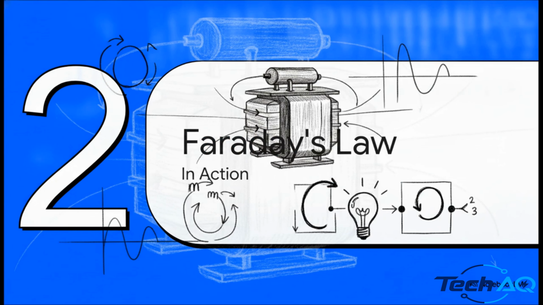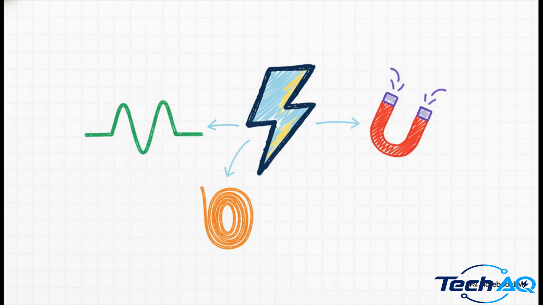Moving right along to Section 2, Faraday's law in action. Let's see how this builds. The exact math behind Faraday's discovery is represented by the EMF equation. So E equals 4.44 times F times N times phi. Now, don't let the math intimidate you here. It's really just a recipe.